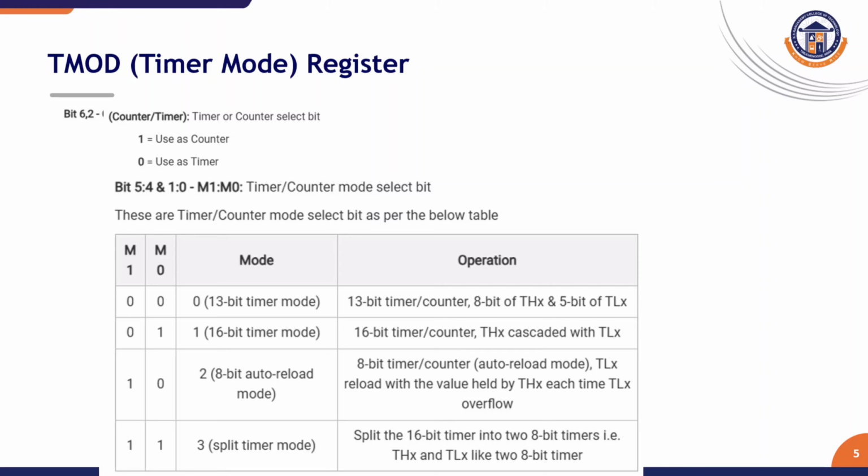Next are bits 5 and 4, and 1 and 0. These are M1 M0, the timer counter mode select bits. If 00, then it is mode 0, a 13-bit timer mode. If 01, then mode 1 operation, a 16-bit timer mode. If 10, then mode 2, an 8-bit timer counter auto reload mode. 11 is mode 3, a split timer mode.